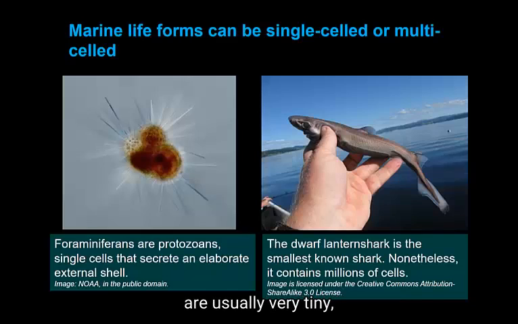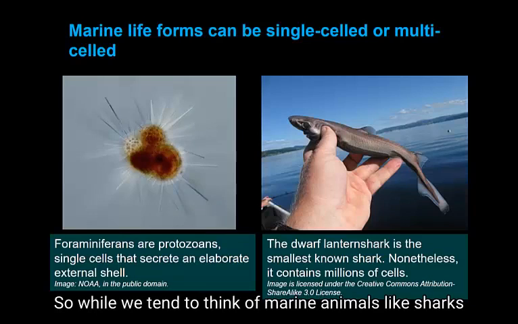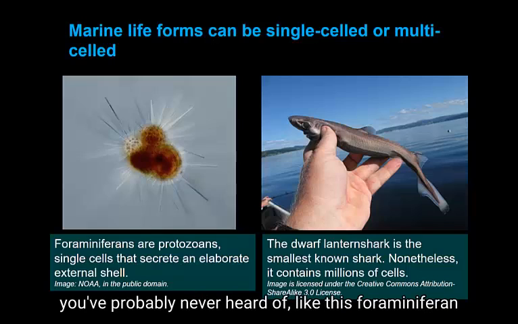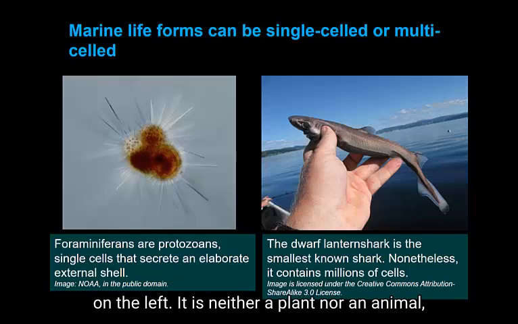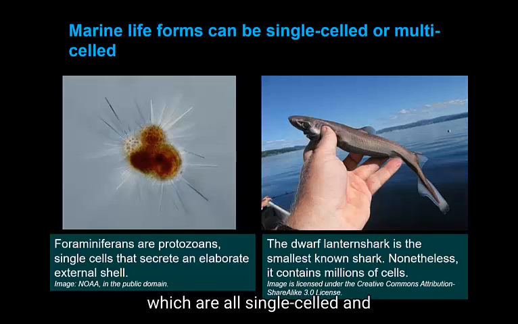Single-celled life forms are usually very tiny, so they're easy to overlook and might not even be visible without a microscope. So while we tend to think of marine animals like sharks when we think about life in the ocean, in reality, the vast majority of life forms in the ocean are neither animals nor multicelled, and are groups you've probably never heard of, like this foraminiferan on the left. It is neither a plant nor an animal, but a member of a group called the protozoans, which are all single-celled and are very abundant in the ocean.